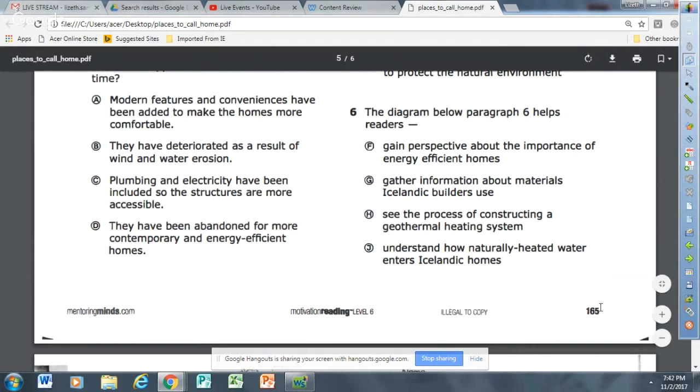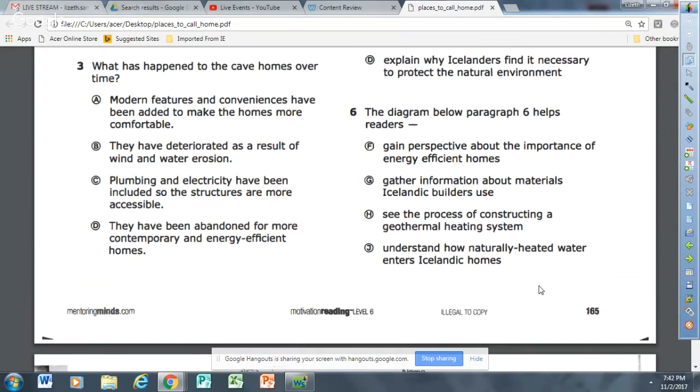So looking at these, you can probably eliminate 2 answers, but going through them, what is the purpose? To see how the water goes into their homes, to see how they built the heating system, to see the materials that they use to build their homes, or to talk about the importance of it being energy efficient. Go ahead and email me your answers, and I'll be waiting.